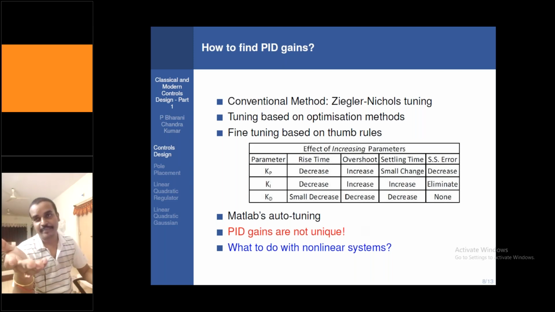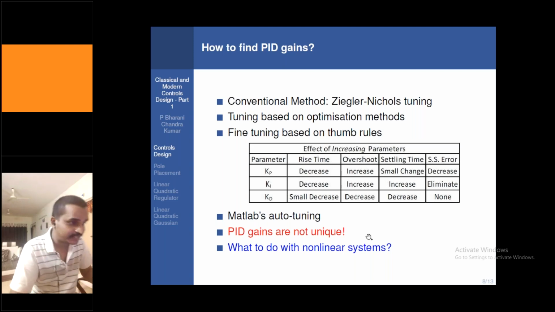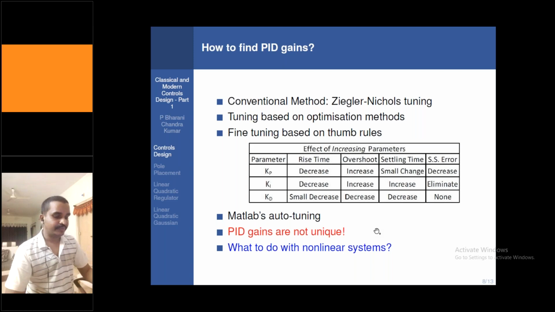Suppose your KP, KI, KD values might be 0.1, 0.2, 0.3. Whereas if I design in my own way, I can get the same response with a different set of values, maybe 1, 2, 3 and so on. So that tells us that PID gains are not unique. There are zillions of combinations of KP, KI, KD values to get the desired response. So don't think that there is only one set of KP values which will give the desired response. There are hundreds or zillions of such combinations.